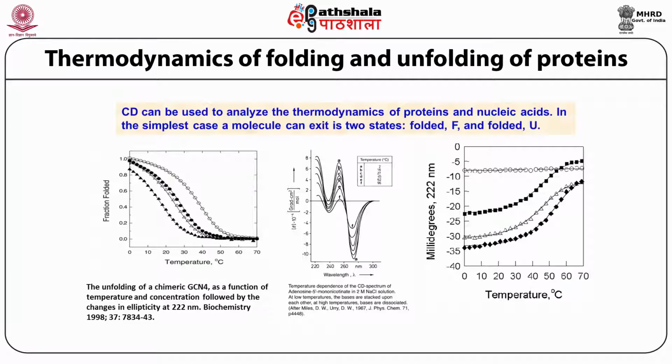When we discuss the thermodynamics of folding and unfolding of protein, you can see here that CD can be used to analyze the thermodynamics of protein and nucleic acid. In the simplest case, a molecule exists in two states, the native state and the denatured state. In the first figure you see the unfolding of chimeric GCN4 as a function of temperature and concentration, followed by changes in the ellipticity at 222 nanometer. In figure 2, it is the temperature dependence of the CD spectrum of a DNA molecule. And in figure 3, you can see the change in ellipticity as a function of temperature, which can be used to estimate the stability of the DNA and protein molecule.